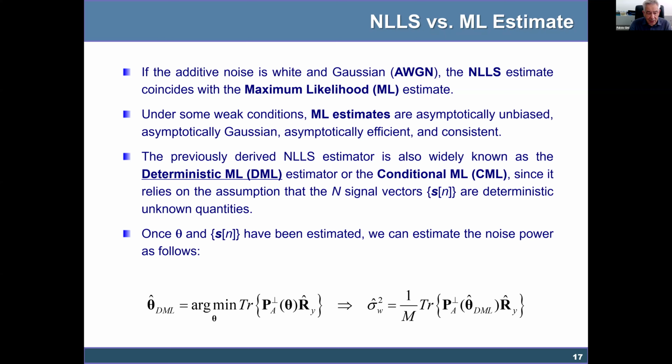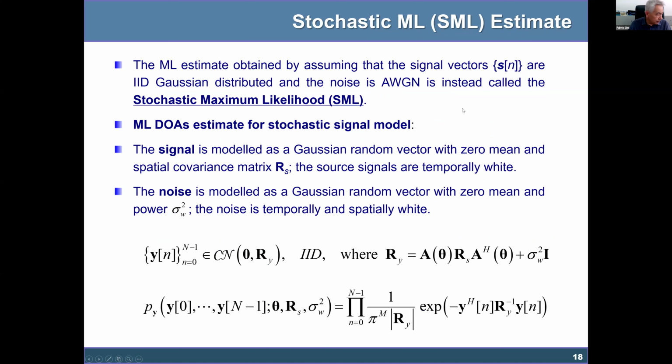Clearly, once the direction of arrival has been estimated, we can use basically the maximum likelihood estimator for the noise power. I skipped the proof, but this is the maximum likelihood estimator of the noise power, if the noise is additive white and Gaussian. Otherwise, it's a nonlinear least square estimator. So once we have estimated theta, we can estimate the noise power. Okay.